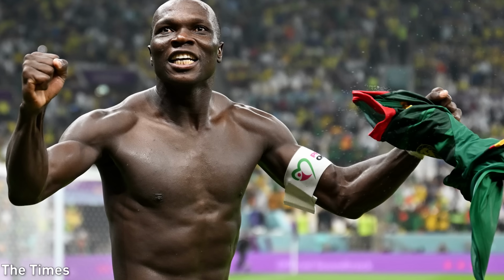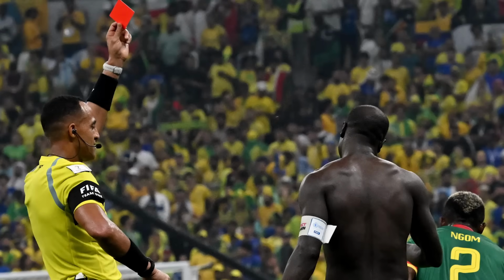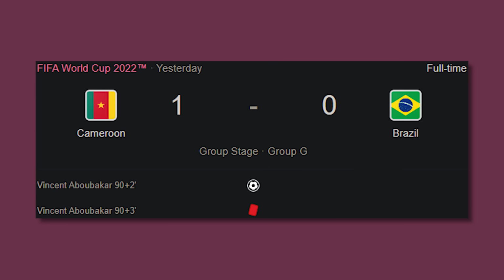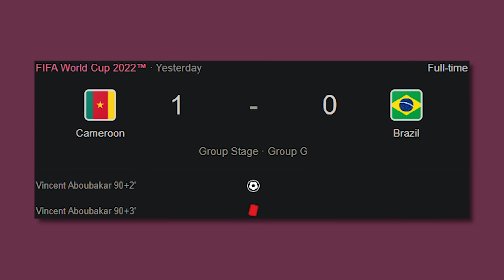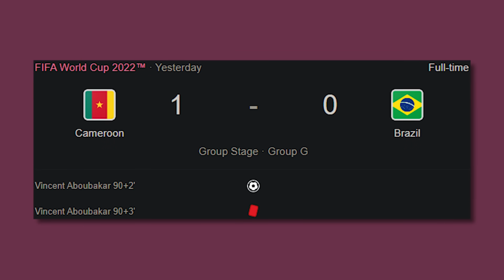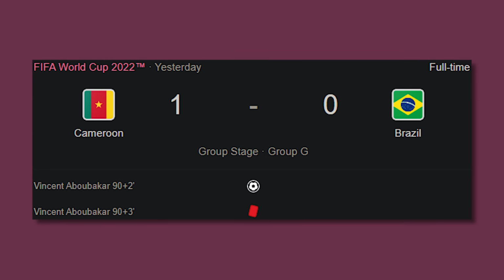And then came Vincent Aboubakar again to leave nothing but carnage in his wake as he scores in stoppage time. The legend then gets sent off for a second yellow card for taking his shirt off. Long live Aboubakar. Cameroon acquire a historic win against Brazil. It's the first time a team has defeated Brazil in the groups since 1998.